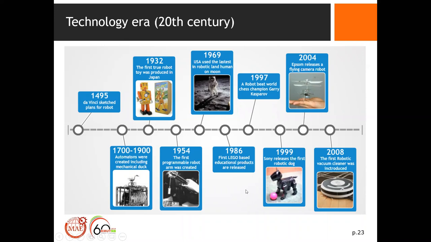I'm not sure if you know the AIBO, Sony's robot. This is a robotic dog, and you can play with it. Another famous robot is produced by Honda. The name is the Asimo. I think you know that one, right?